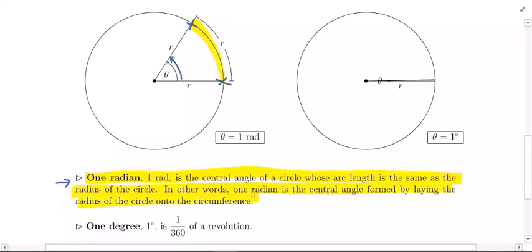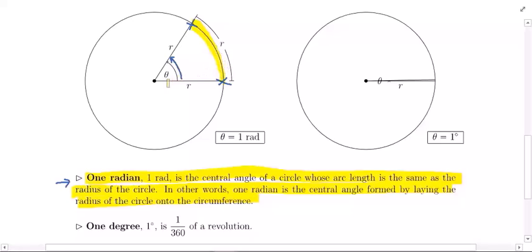Radians are all over this class. Radians will be all over pre-calculus. Radians will be all over calculus. You've got to understand what a radian is. This schematic is very telling. If you are trying to compare 1 degree to 1 radian, here it is. You've got to remember, how do I form an angle of 1 radian?